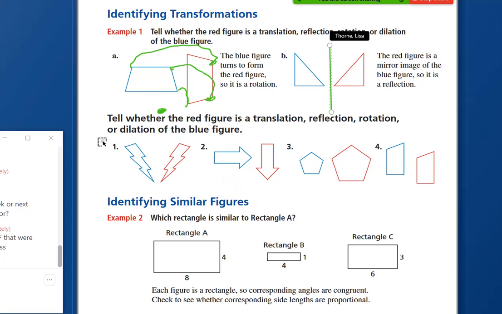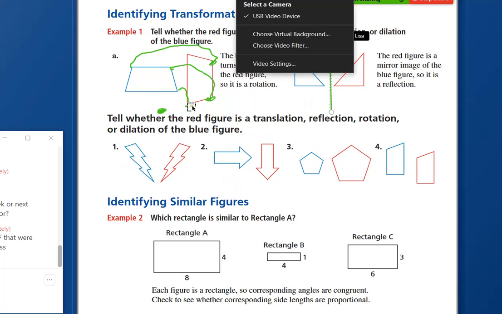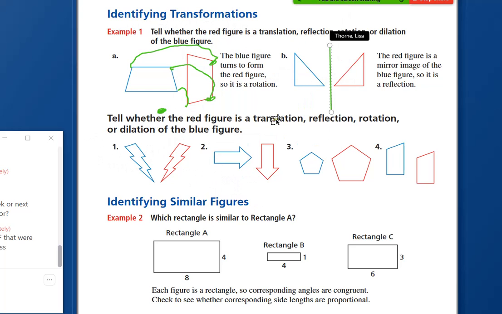Okay, so here's the class participation part. Number 1, is it a translation, reflection, rotation, or dilation? Tell me what you think in the chat. Number 1 here. Which of these? There are 4 choices. Translation, reflection, rotation, or dilation.